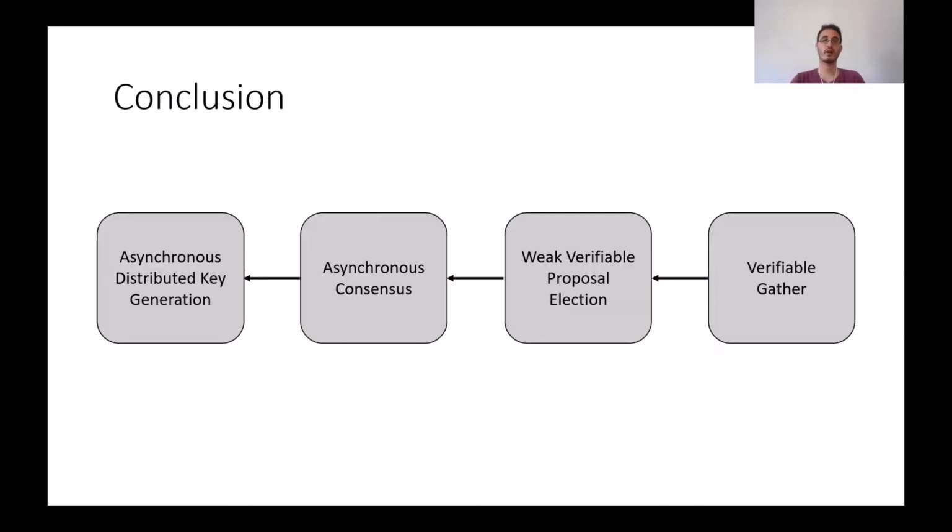In conclusion, in our paper we present four protocols: an asynchronous DKG protocol, an asynchronous consensus protocol, a weak verifiable proposal election protocol, and a verifiable gather protocol. We discussed three of those protocols: the DKG, consensus, and proposal election. And for more details, you are welcome to look at the full paper.